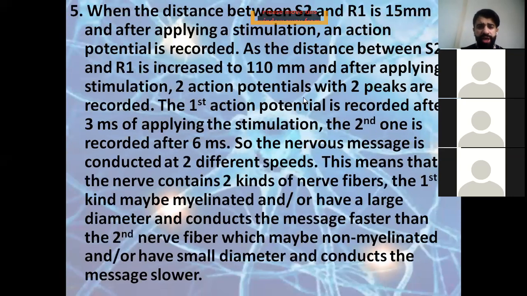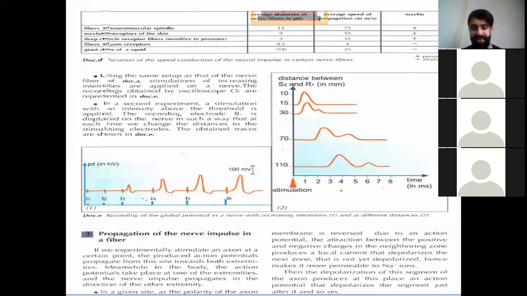Okay, so let's move to talk about this document. I want to move to document E2, sorry. This is document E, part 2. Upon the stimulation, when the distance was 15 millimeters between S2 and R1, we have only one action potential, only one peak. So one peak is recorded. When it came from 15 to 110, we have 2 peaks with different amplitude. Maybe it's referred to as the presence or absence of myelin, or maybe to the larger or smaller diameters of the nerve fibers.